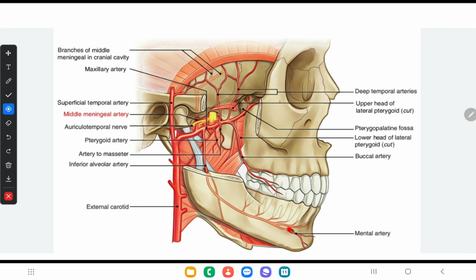Here is the mental foramen and here is the mental artery. So, the mental artery is a branch of the inferior alveolar artery which comes out from the mental foramen.